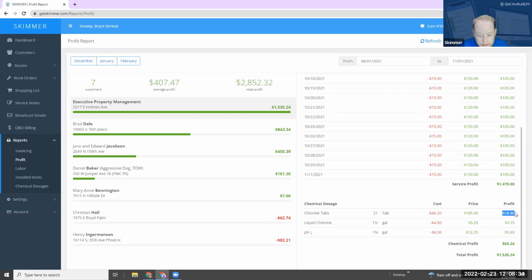So you can see that we made a profit on the tablets in this example, profit on the liquid chlorine, and a profit on the pH down, probably muriatic acid, as well as you can see what I was talking about with the fractions here.